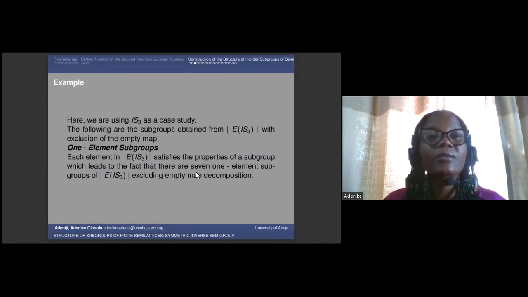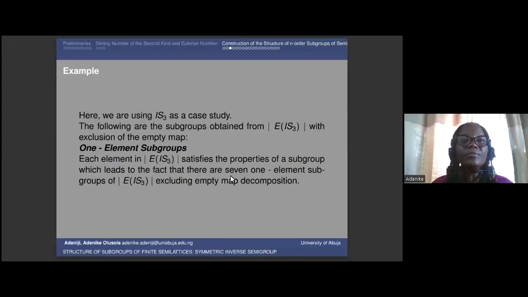Then look at one element subgroups. One element subgroups is just trivial, as we know that when we're talking about a subgroup, the element is its inverse, its identity, and if you are looking at the closure, it is closed, so it's trivial. And like I already stated, the empty map is excluded.